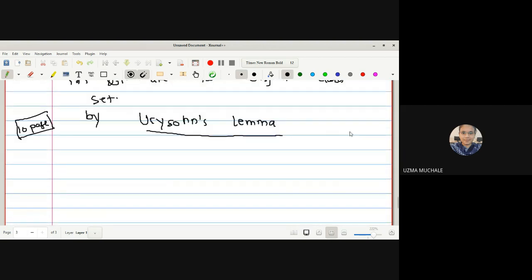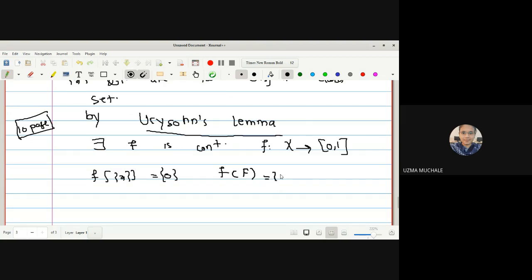So I am skipping that lemma. We will write down the statement of that lemma: by Urysohn's lemma, there exists a continuous function f, a mapping from X to the closed interval [0,1], such that f maps one closed set to 0 and f maps another closed set to the singleton 1.